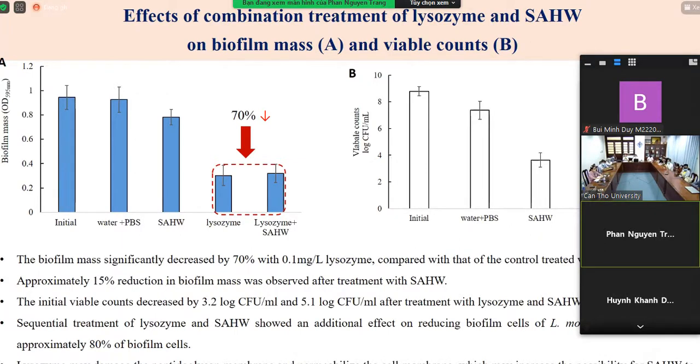However, the combination treatment of lysozyme and SASW showed an additional effect on reducing biofilm cells of Listeria, a reduction of around 7.5 log, equivalent to removing around 50% of biofilm cells. And maybe lysozyme damages the cell membrane of Listeria monocytogenes, and this makes it possible for SASW to reach and kill the bacteria.